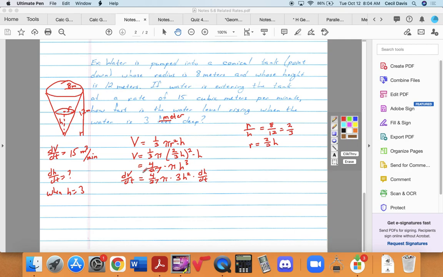And now we have everything that we need. We know dV/dt is 15. So that's 15 equals 4/27 pi times 3 times h squared, which would be 3 squared, times dh/dt, which is what we desperately wish to know. The nice thing about this is that's 27, so that divides through the denominator to make 1. So I'll just divide both sides by 4 pi, and I get 15 over 4 pi is dh/dt.